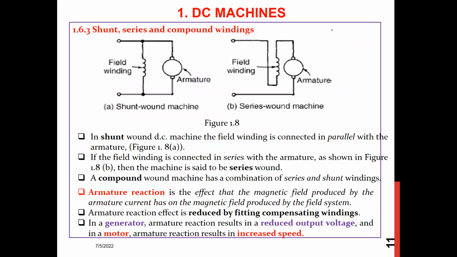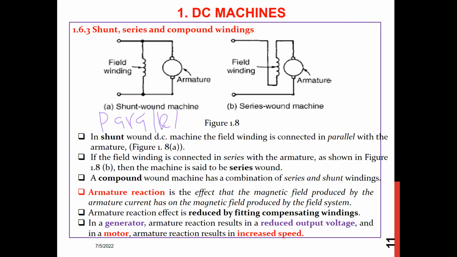So looking into our next topic, we have the shunt, series, and compound windings. Those are the types of windings found in DC machines. We have the shunt wound machine and the series wound machine. The shunt wound is the same as the parallel wound machine. We have the parallel and the series wound machine.